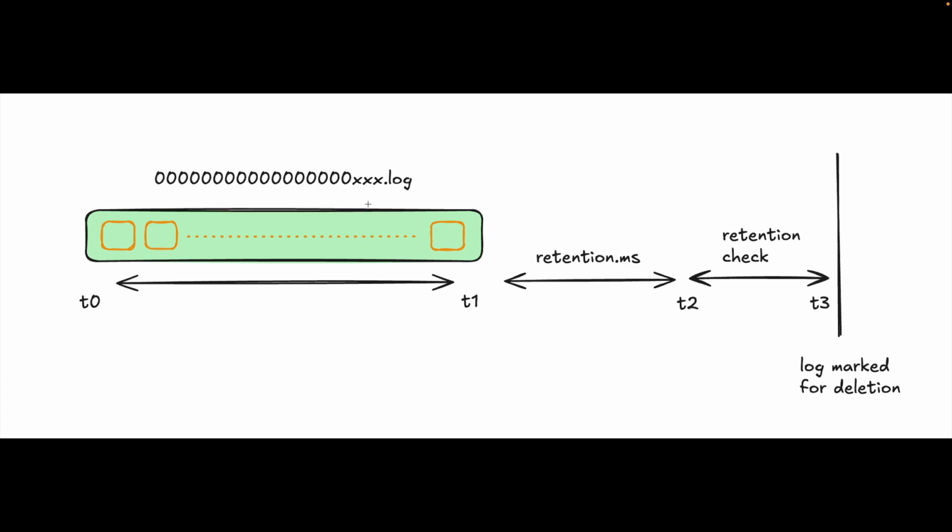So imagine that this is our segment. It starts off at offset xxx, and the first message in the segment is published at time 0, and the last message is published at the moment time 1. So after that, no messages are published in this log, and we have to wait a little bit, retention milliseconds. And after this period of time, the log will be rotated, and then it will be eligible for deletion.